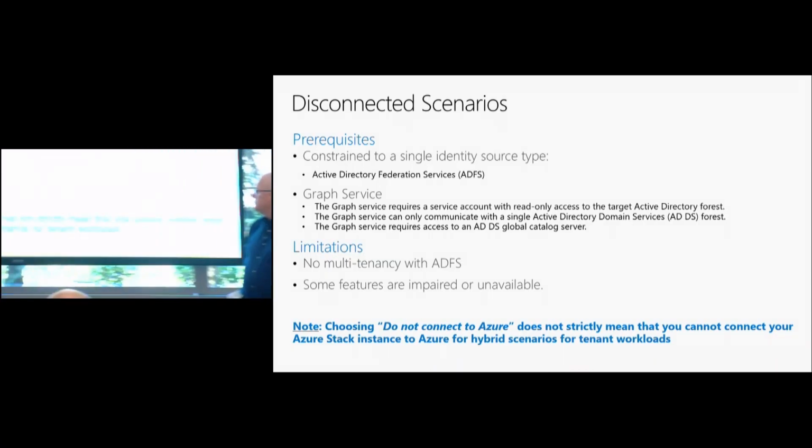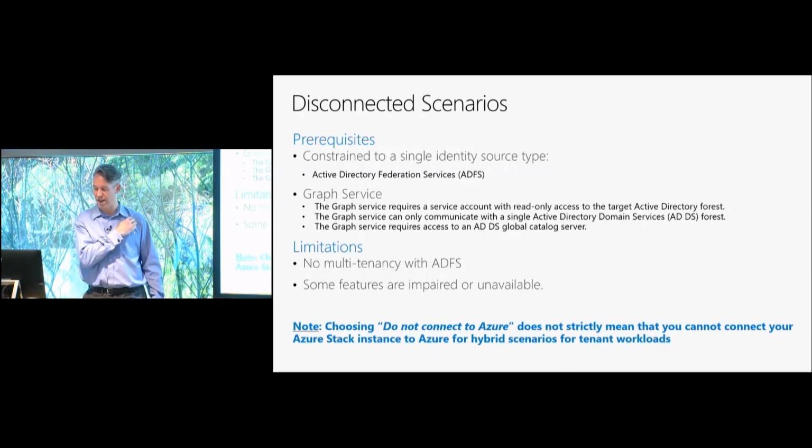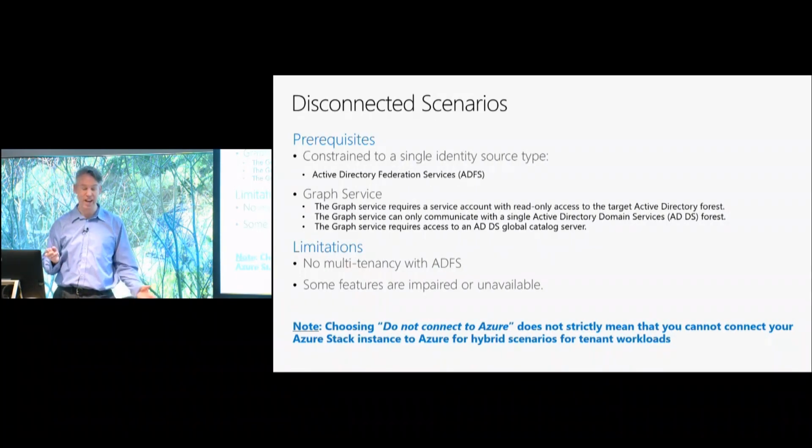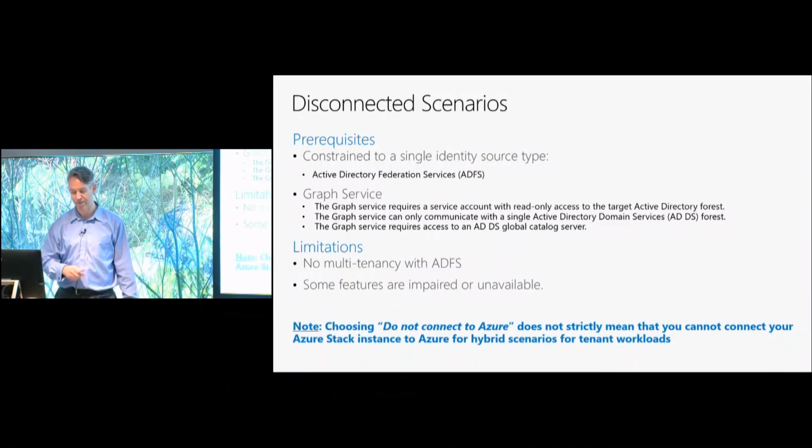Right, I think we've talked about all these disconnected issues on this slide. So you must use ADFS. When you do set up ADFS, you have to use a service account that gives you right into that target Active Directory environment. And you cannot have multi-tenancy. You're only connecting to one Active Directory, so all the users must come from that one Active Directory on premises. And it says some features are impaired or unavailable. So for example, the patch and update cycle looks a lot different if you cannot download those patches and updates directly from the internet. Support models. Yeah, support's different. Entering the key is different.